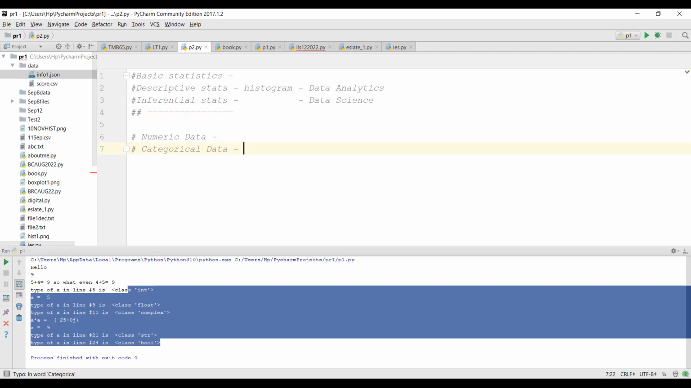We are using categorical data. Okay, what will be the price of a house next year? That's a numeric data. How much was the sales made last year? Numeric data, right? Okay, which business division made more sales?